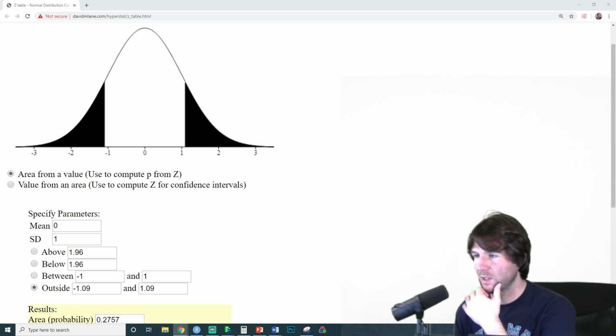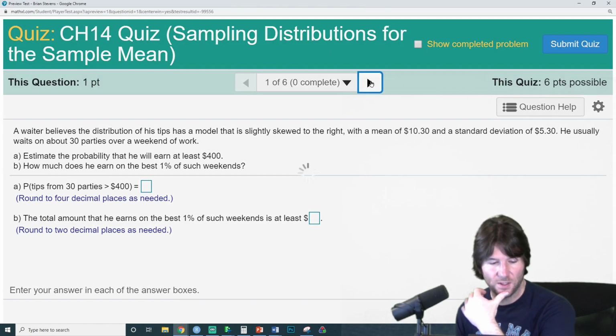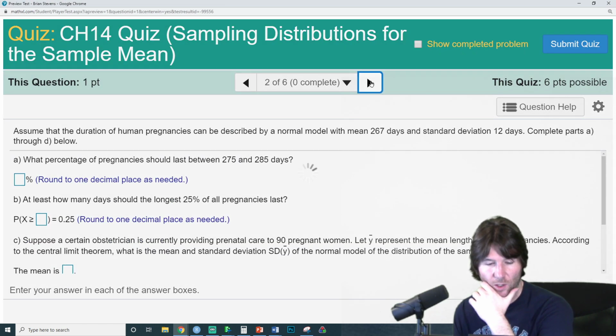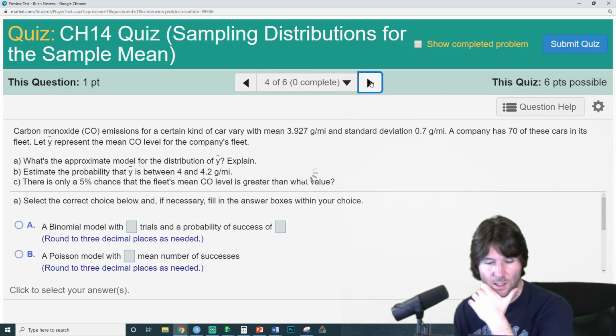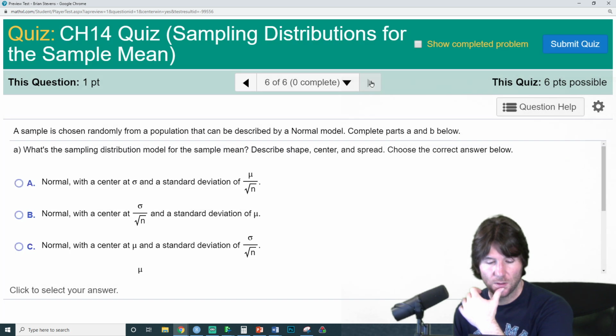So we go to Assignment Manager, and we go down to Chapter 14, Sampling Distribution for Sample Mean. We go to Replace Questions. We click here and then we bring it over to here. Okay, let's see if we get the bank problem. Here we go, pregnancies, CO2. It's only on the homework, it looks like.